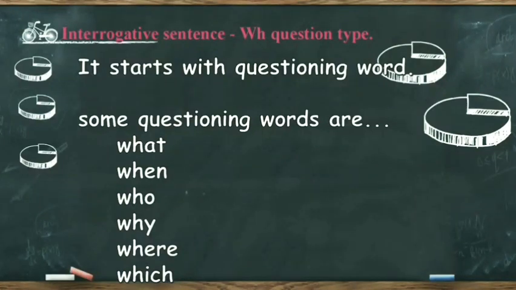Now let us see what is WH question type. WH questions start with questioning words. Here I have listed down some questioning words. They are what, when, who, why, where, which. Not only these children, there are many WH questioning words. If a question starts with any one of these words, then that question is called a WH question. For example, what is your name? When is your birthday? Who is your favorite teacher? So these are all the examples of WH question type.